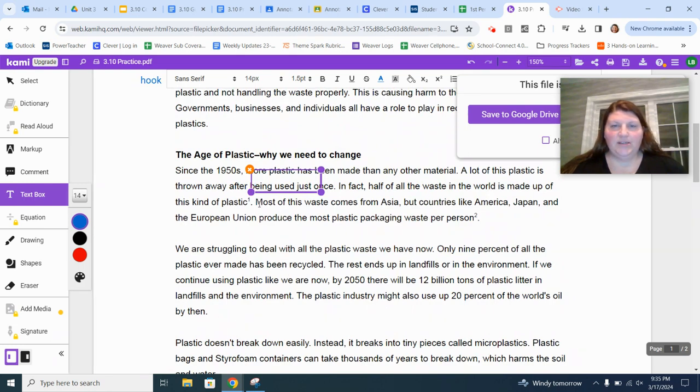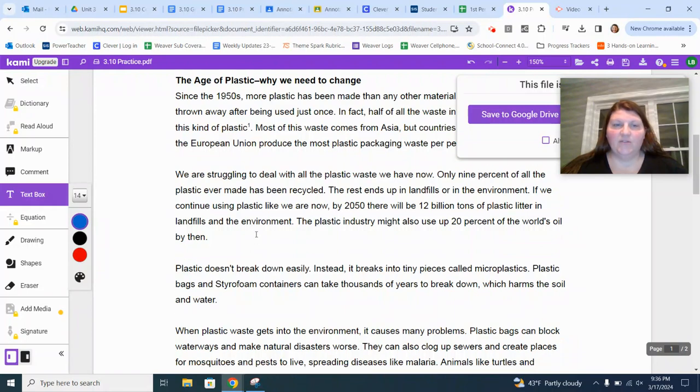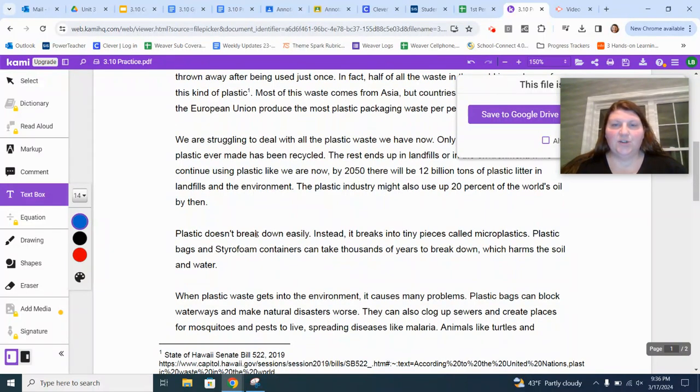Continue here. Most of this waste comes from Asia, but countries like America, Japan, and the European Union produce the most plastic packaging waste per person. So we see another footnote here to tell us where the writers are getting this information from. We are struggling to deal with all the plastic waste we have now. Only 9% of all the plastic ever made has been recycled. The rest ends up in landfills or in the environment. If we continue using plastic like we are now, by 2050, there will be 12 billion tons of plastic litter in landfills and the environment. The plastic industry might also use up 20% of the world's oil by then.